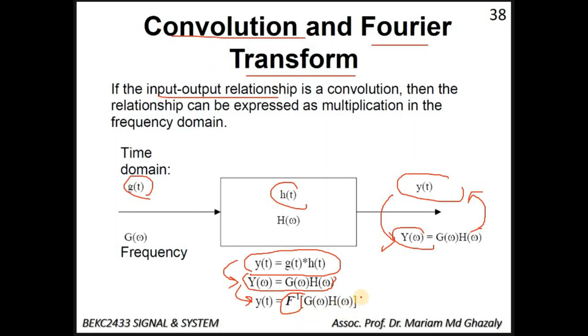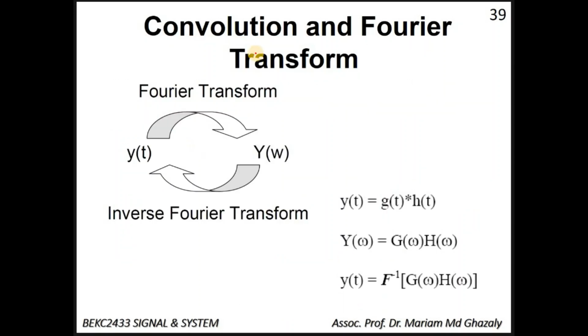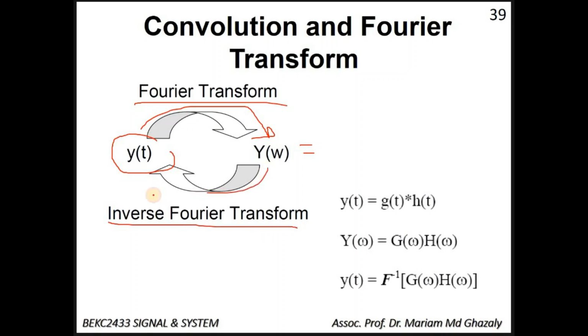Let's look at this summary. When you have the time domain signal, you can use the Fourier transform to get the signal Y in terms of frequency domain. After you do the calculation, for example the calculation for the convolution, to make it easy, instead of using the convolution integral, you use Fourier transform. After getting Y(omega), you want to get back Y in terms of time domain, so you use the inverse Fourier transform.